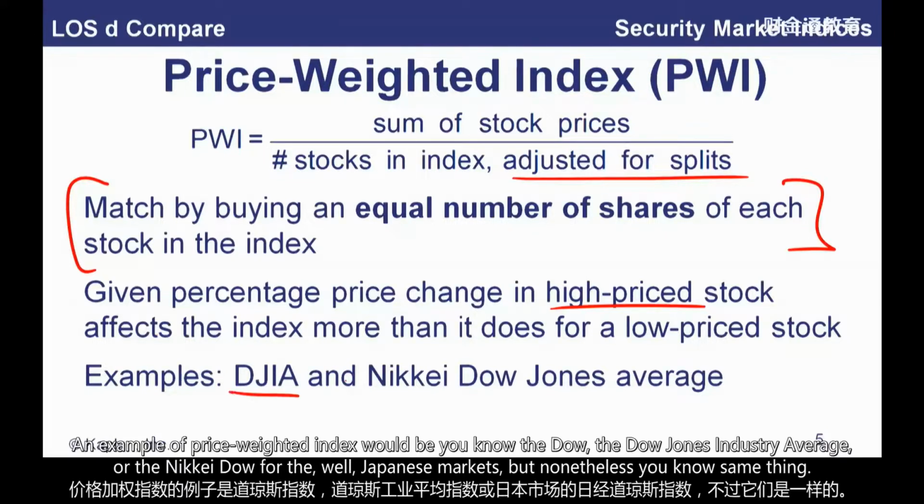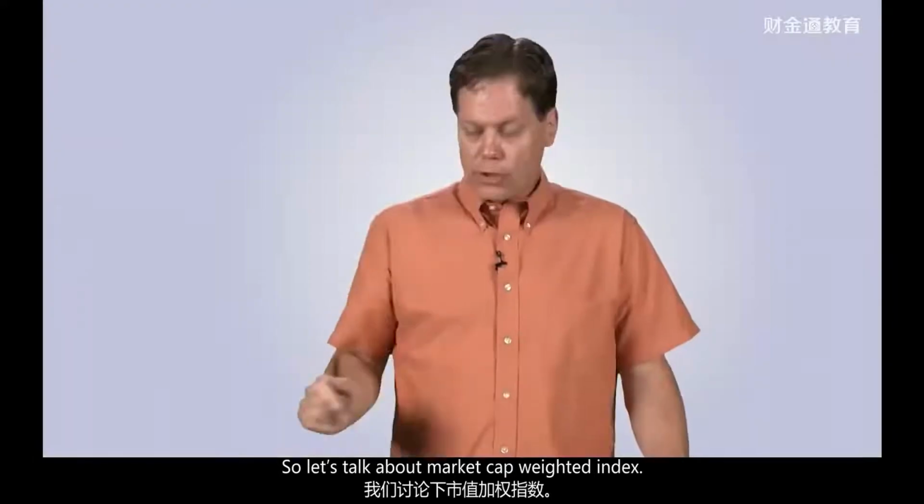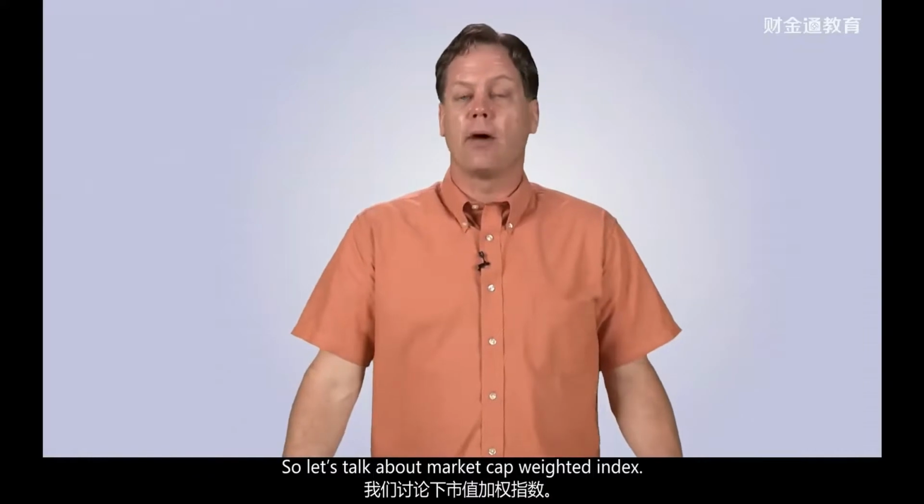An example of the price-weighted index would be the Dow Jones Industrial Average, or the Nikkei Dow for Japanese markets, but nonetheless, same thing. So anyway, this is going to be a price-weighted index, and it's going to be biased toward the performance of high-priced stocks. So let's talk about the market cap-weighted index.